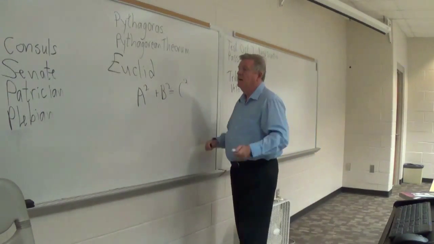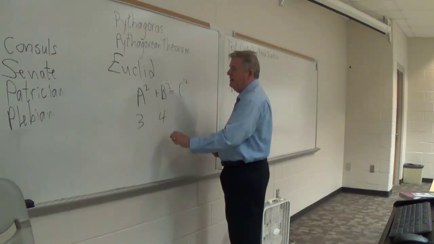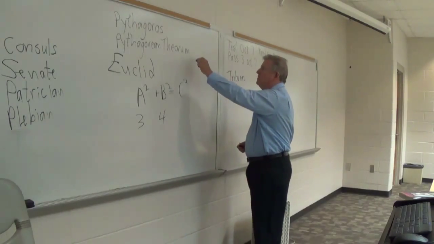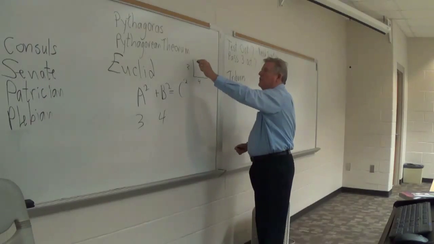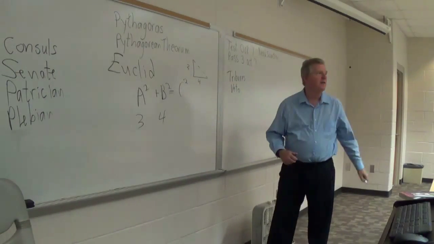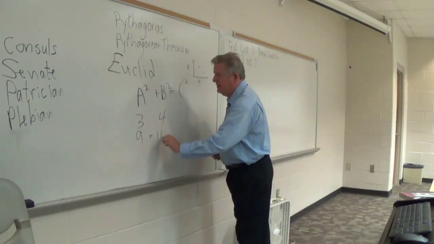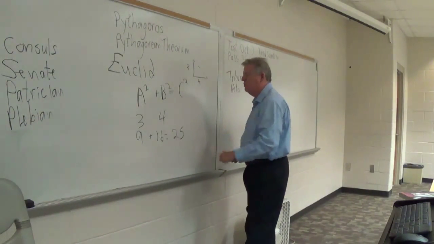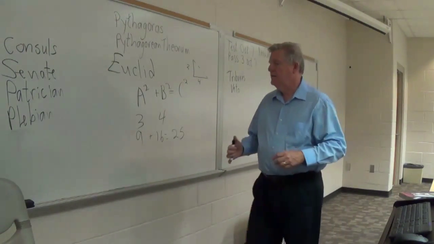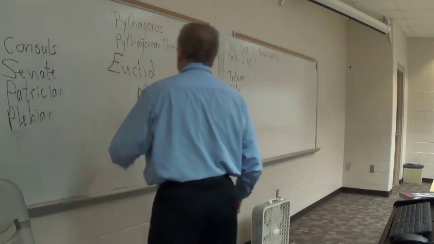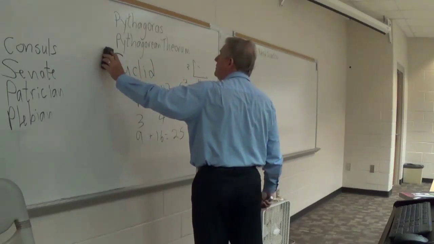Basically, if one side is 3 and the other side is 4, you have a right triangle. This side is 3 and this side is 4. What will the length of the hypotenuse be? 5. 3, 4, 5. 3 squared is 9 plus 4 squared is 16 equals 25. The square root of 25 is 5. a squared plus b squared equals c squared. Again, Pythagorean theorem.